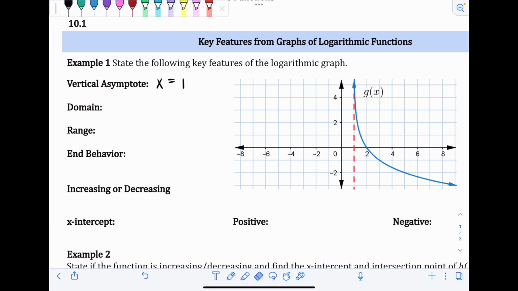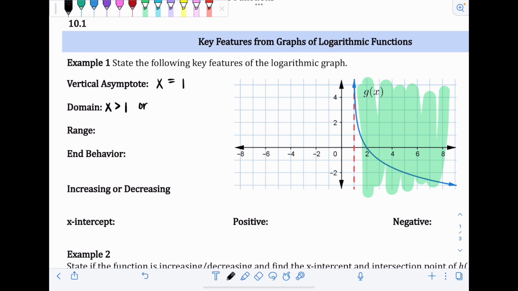And then for domain, since log functions have a vertical asymptote, their domain is going to be restricted because you can see that my graph is stuck on the right side of that vertical asymptote. It won't go to the left side, so that means that the domain can't be all real numbers. So if we're stuck on the right side of the asymptote, we could write the domain as x is greater than 1. So that's just saying everywhere to the right of x equals 1, of that asymptote.